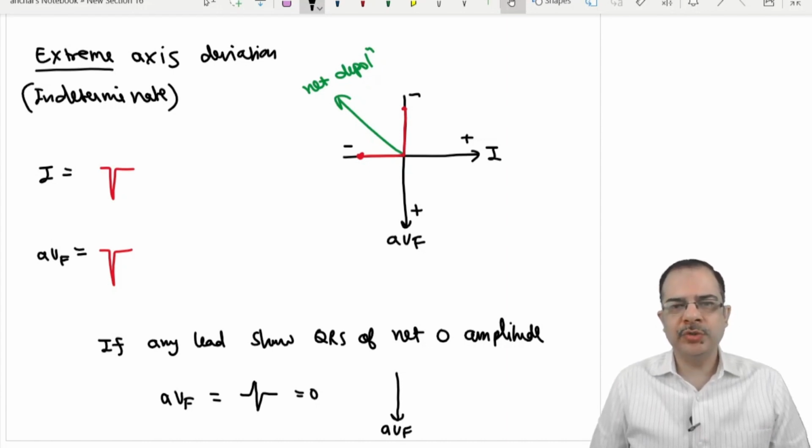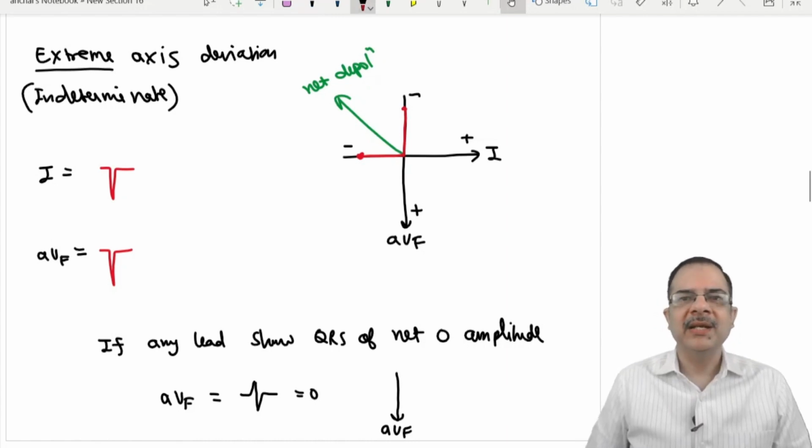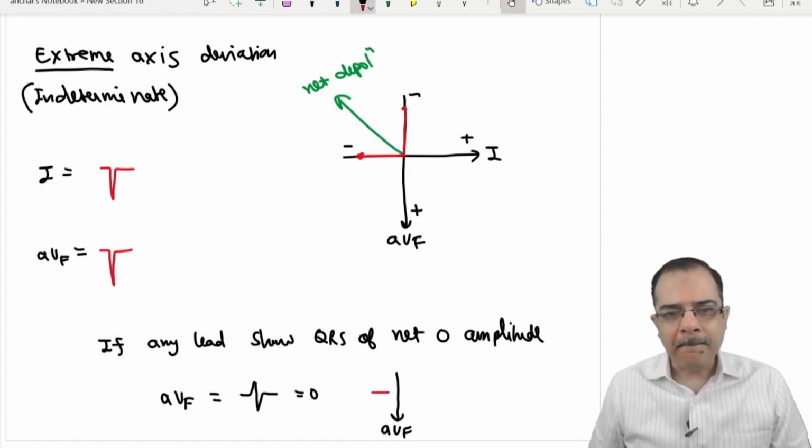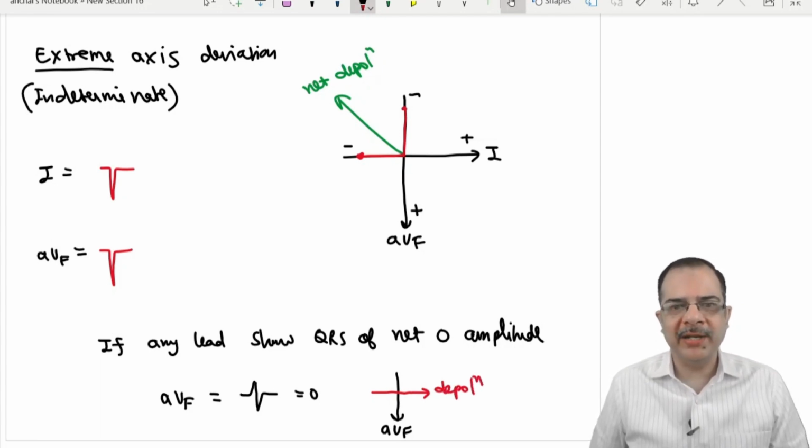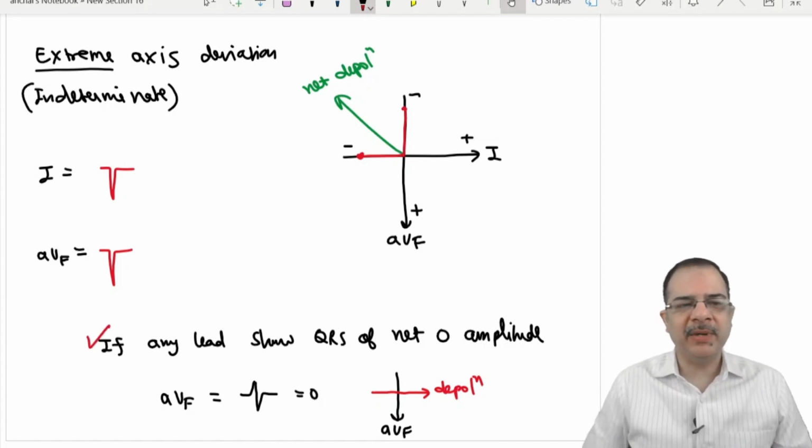So if any lead shows a QRS of net 0 amplitude, this means the depolarization is happening perpendicular to that lead. Net depolarization direction is perpendicular to that lead. Therefore, that vector line or ECG lead will show a net zero deflection. Other way around, if in lead 1 the amplitude of QRS is net 0, it means depolarization is going perpendicular to lead 1. So this is a very simple method to calculate the axis. Now let's do some practice with this technique.